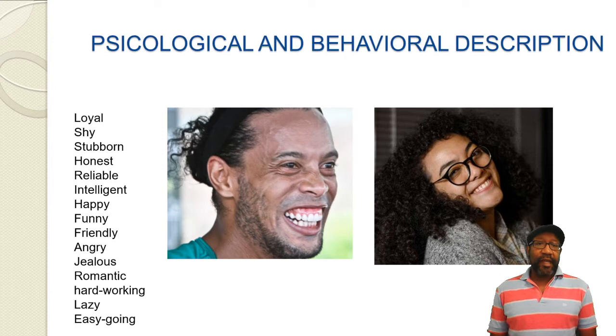So we came here, psychological and behavioral description. I have two people here. You see Ronaldinho Gaúcho and Ugly Betty, right? And that's also interesting because we have on this side, in my opinion, Ugly Betty, to me, she's beautiful. I don't think she's ugly. In this picture, she's amazing, actually.